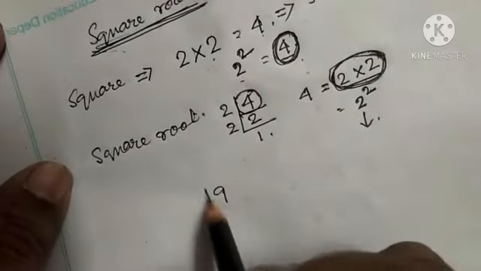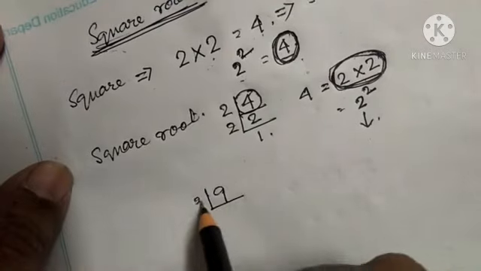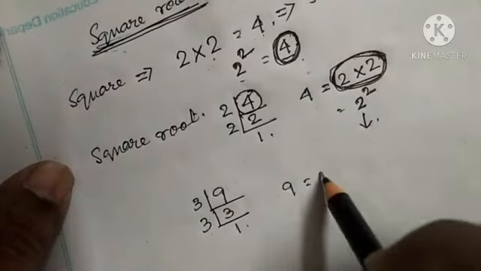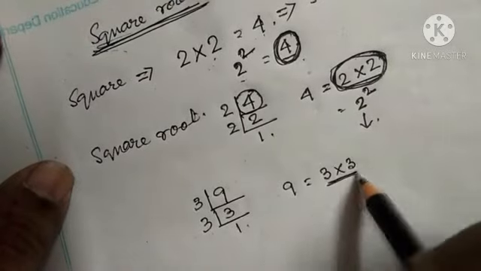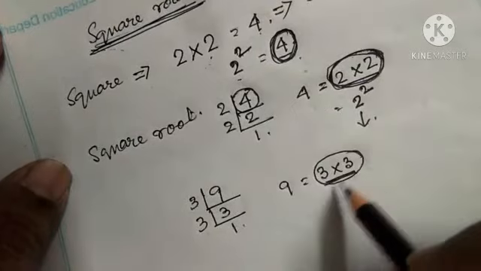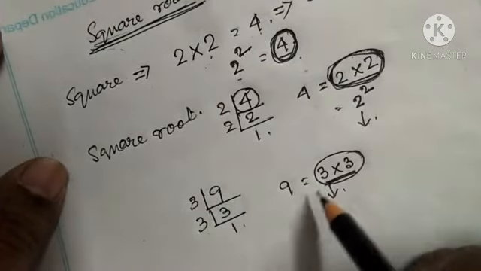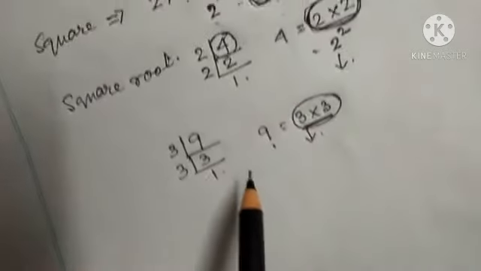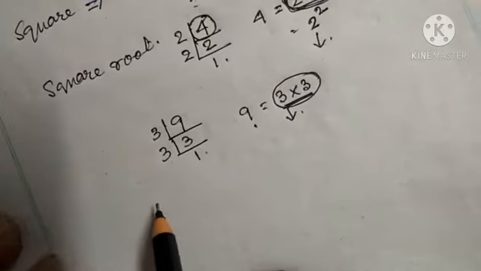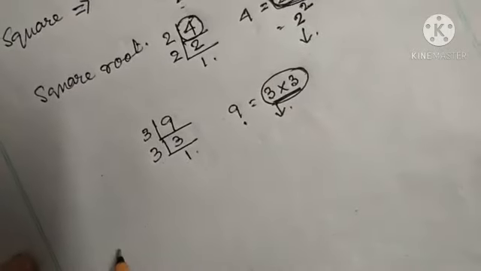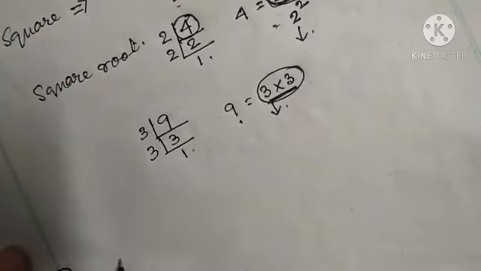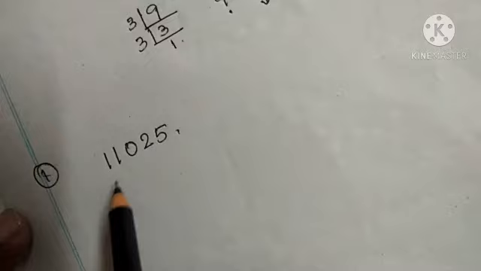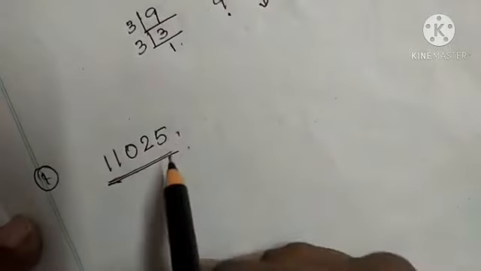Now 9. Factorize the number: 3, 3, 1. Therefore 9 is equal to 3 multiplied by 3. This is a pair. Therefore 3 is the square root of 9. Okay. Now we can find out the square root of, suppose, 11025. We have to find out the square root of this number.